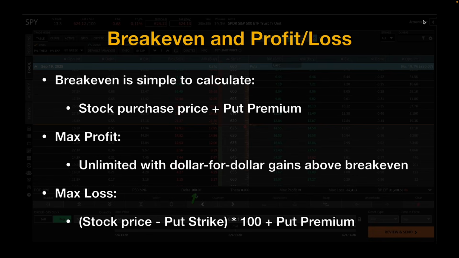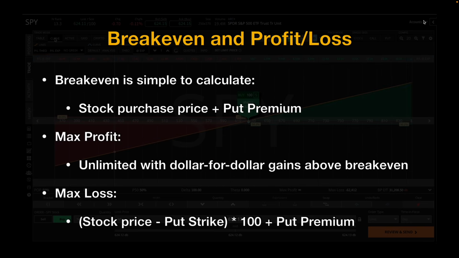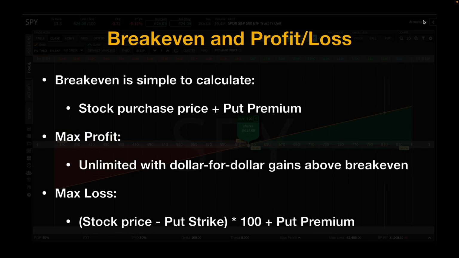Now let's talk about break even and profit and loss. Break even is simple to calculate. You take the stock purchase price and add the put premium price to get your break even value. Max profit is unlimited with dollar for dollar gains above break even, and max loss is calculated by taking the stock price minus the put price multiplied times 100. You take that value and you add it to the put premium.